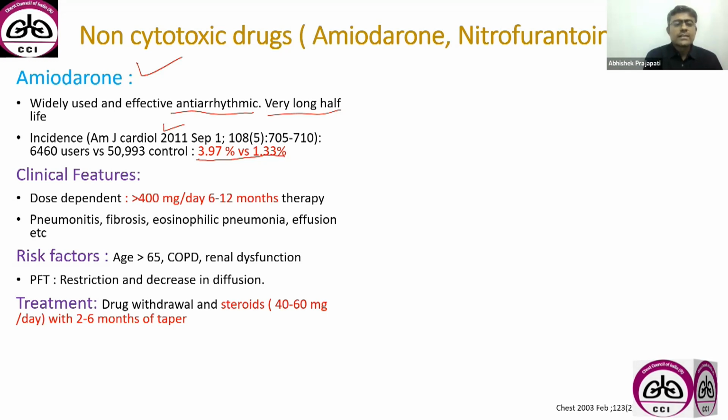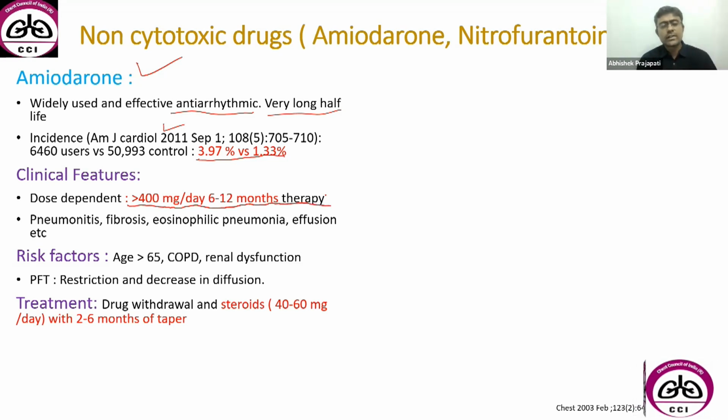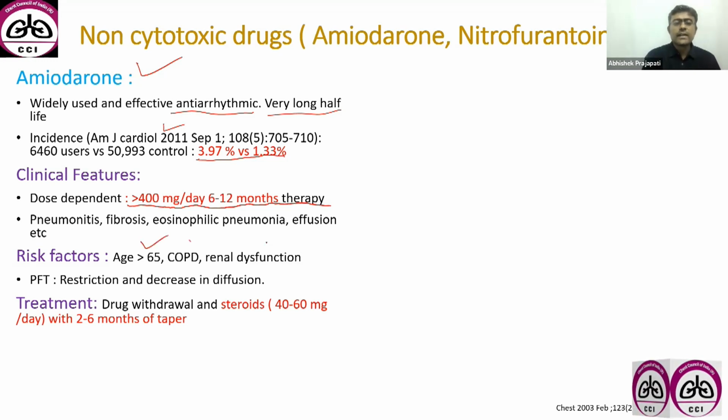The clinical features: it is dose dependent. If it is given at more than 400 milligram per day for 6 to 12 months of therapy, means if it is given in a very large dose as well as for a very long duration, then there are chances of developing this lung toxicity. The toxicity may be pneumonitis, fibrosis, eosinophilic pneumonia, effusion, etc. And the risk factors are older age, COPD, renal dysfunction, PFT restriction and decrease in diffusion.